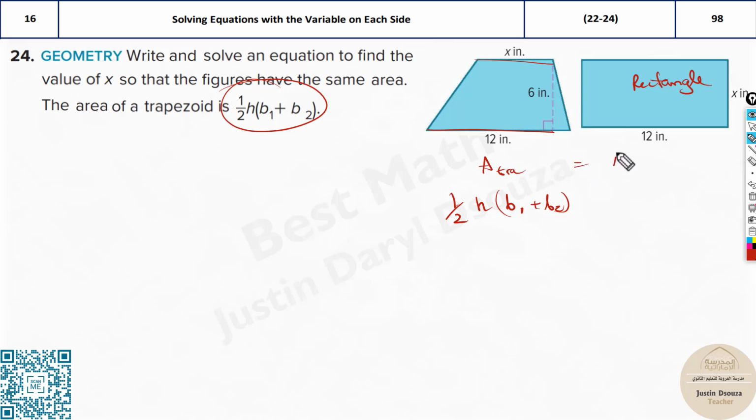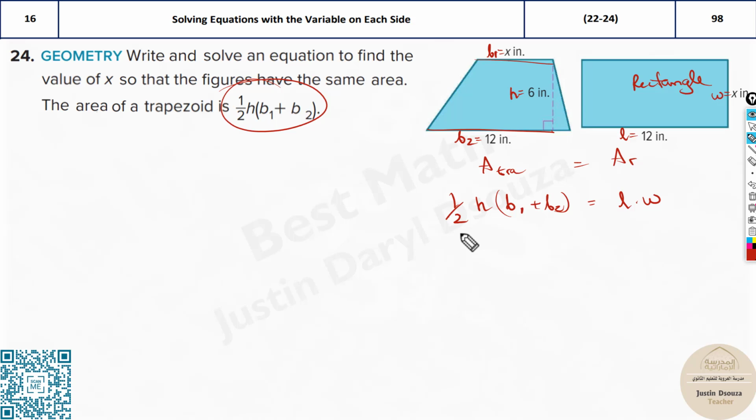That is equal to the area of the rectangle. They have told in the question, they have the same areas. And this area is equal to what? Area of rectangle, length into width. So the height is 6. You can take base 1 as anything, this or this, it doesn't matter, it will be the same answer. I'll take B1 as x and the bottom one as B2. This is equal to this, and length over here is 12 and width is x. So I'll just substitute over here instead of doing it over there again.